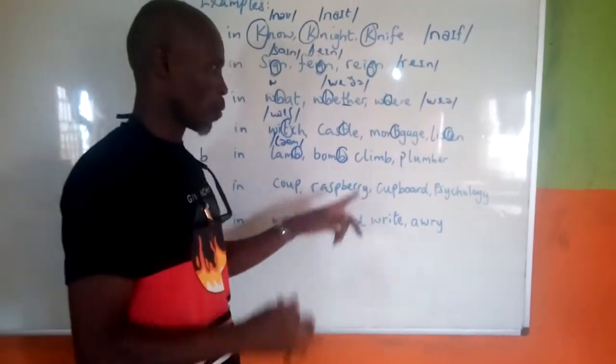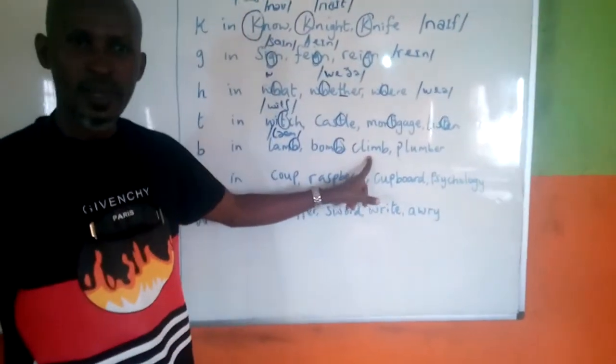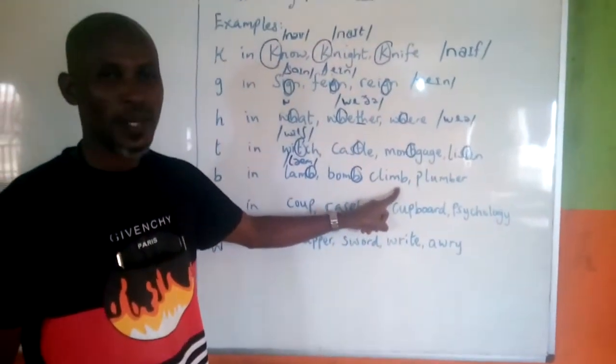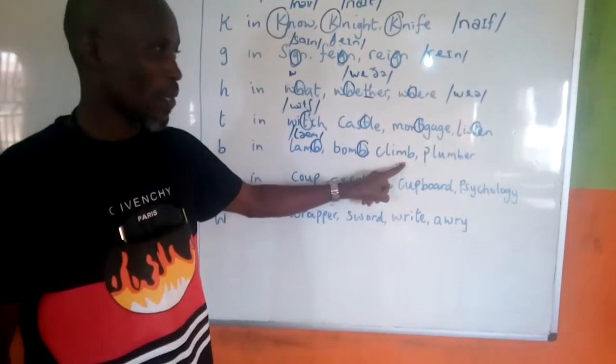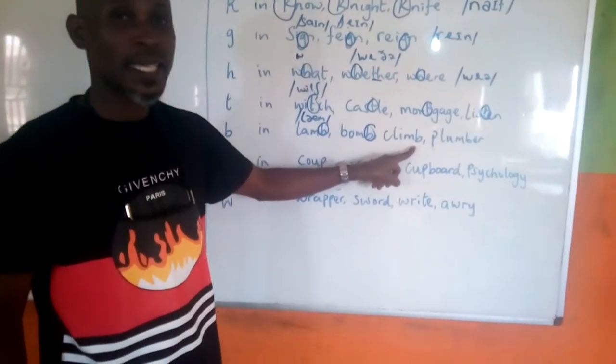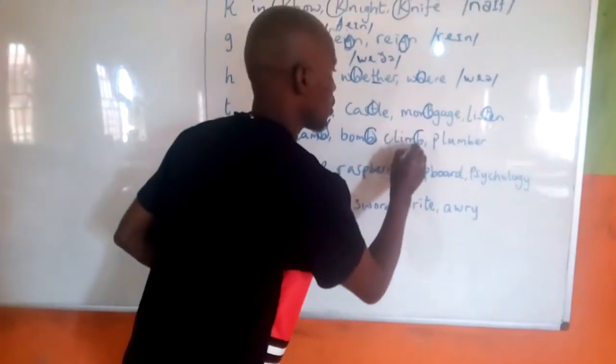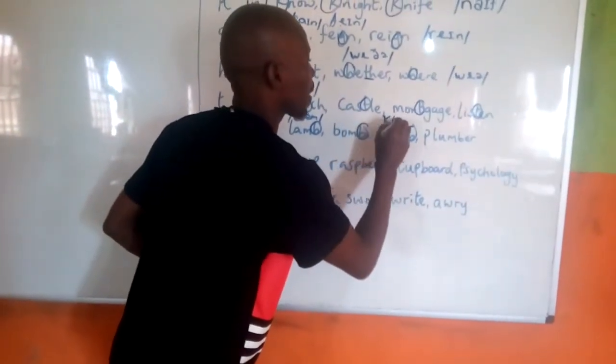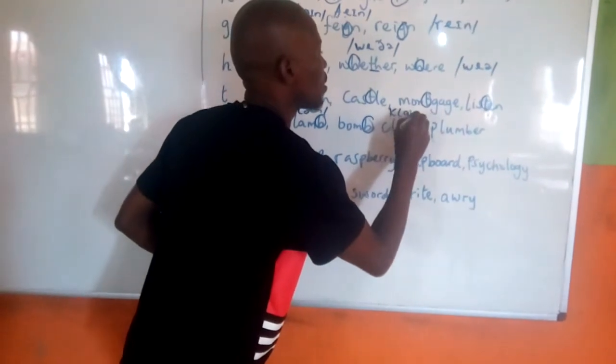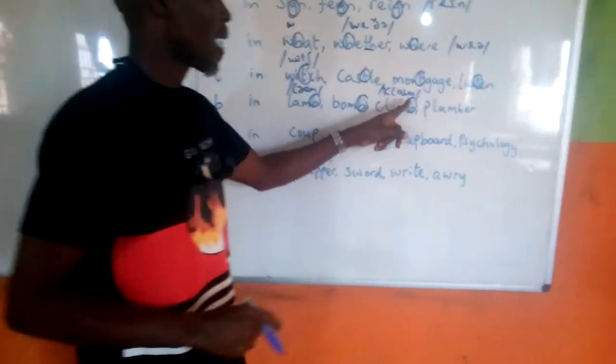Now let's look at another one. That's "climb". This is not pronounced with the B. The letter B is silent. So it's a silent consonant sound. It is pronounced as "climb".